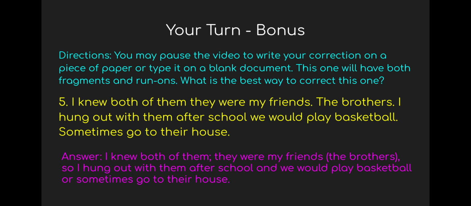Here is one way to correct this, and again, not the only way. I knew both of them, semicolon. They were my friends, in parentheses, the brothers, comma, so I hung out with them after school and we would play basketball or sometimes go to their house. I'm going to read that again without reading the punctuation. I knew both of them. They were my friends, the brothers, so I hung out with them after school and we would play basketball or sometimes go to their house.